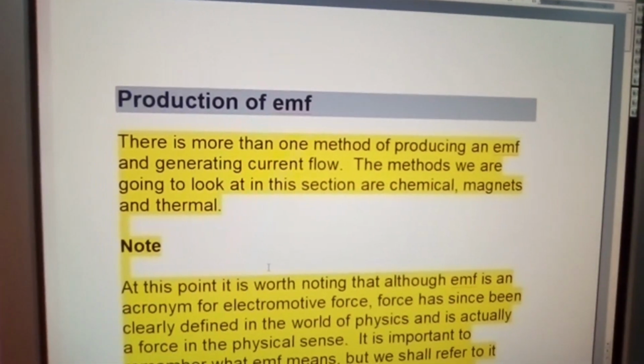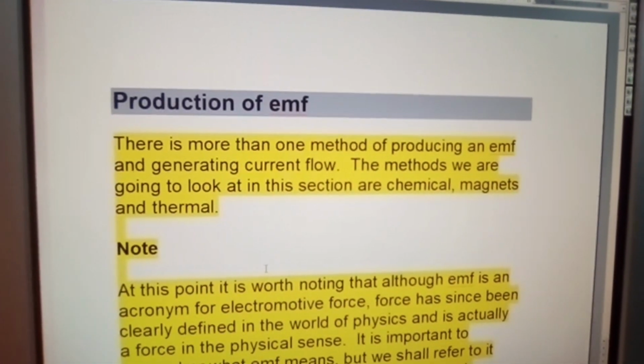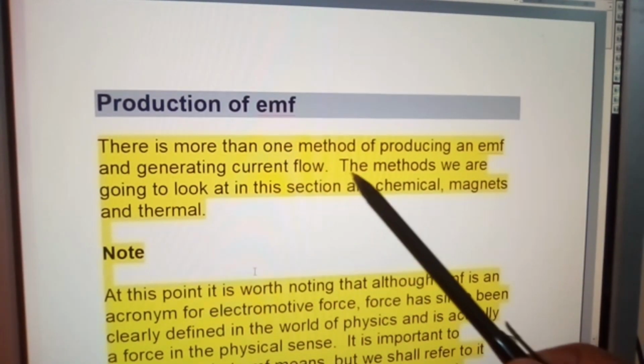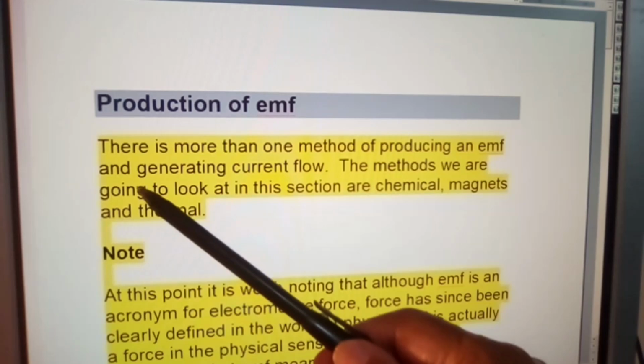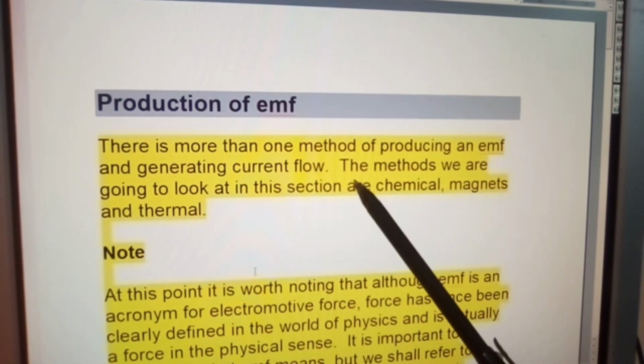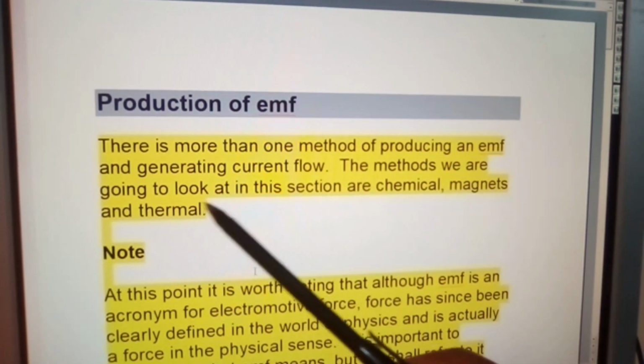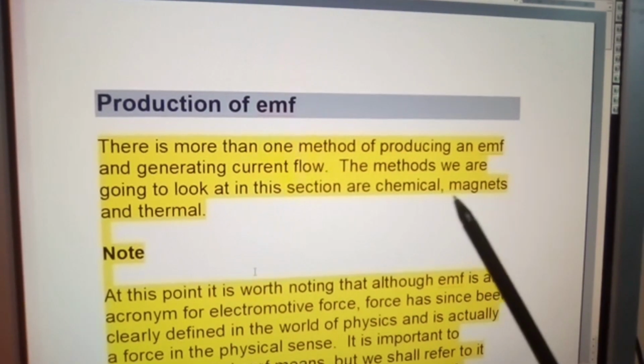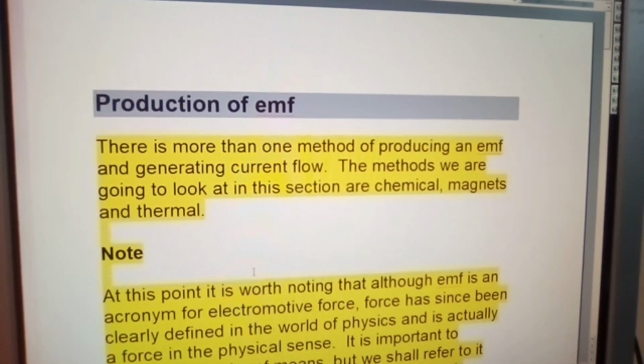Right, what I wanted to look at is production of an EMF. There is more than one method of producing an EMF and generating current flow. The methods we are going to look at in this section are chemical, magnets, and thermal.